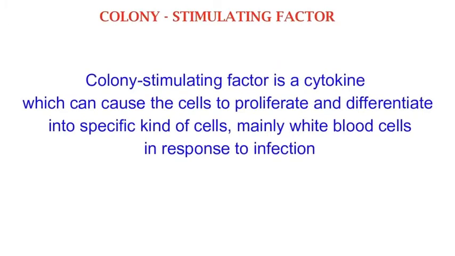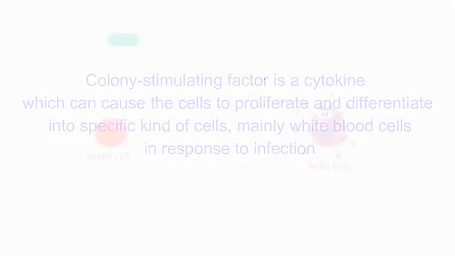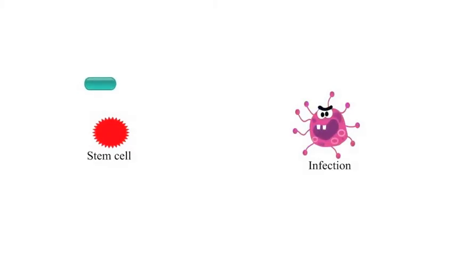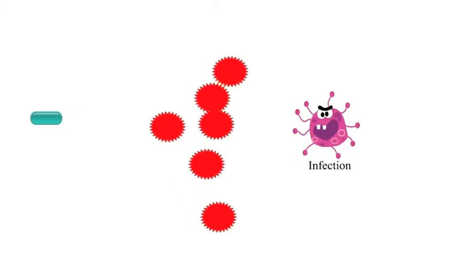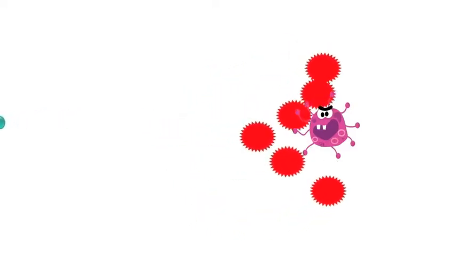Colony-stimulating factor. Colony-stimulating factor is a cytokine which can cause the cells to proliferate and differentiate into specific kinds of cells, mainly white blood cells, in response to infection. Colony-stimulating factor stimulates stem cells to divide. Stem cells give rise to new immune cells. New immune cells continue to grow and form an army to attack the infection.